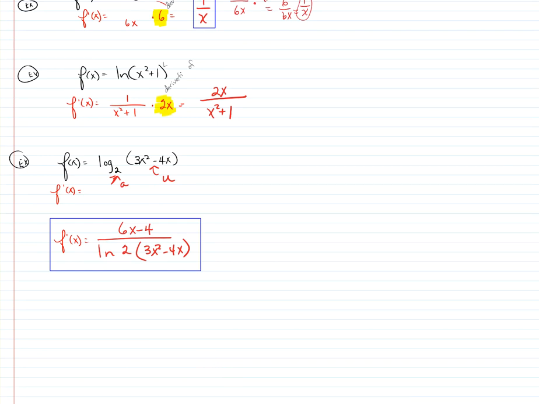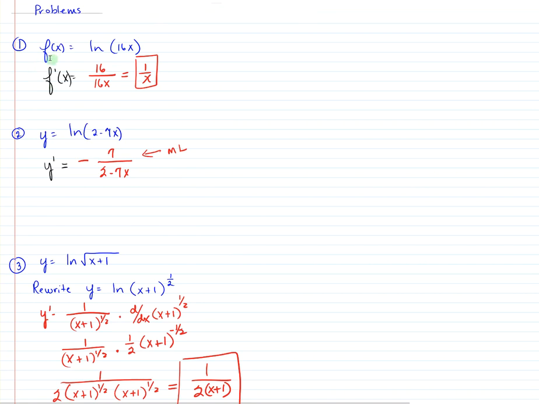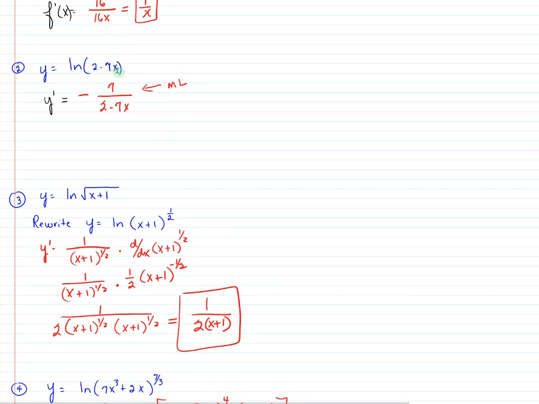Let's go look at our problems. I think we only have 5. Number 1, f of x is ln of 16x. Remember, it's the derivative of this, so 16 over 16x, which simplifies to 1 over x. Number 2, ln of 2 minus 7x. What is the derivative of this? It's negative 7 over 2 minus 7x. They really want the negative out front, so I think MyMathLab will like this answer. You could get away with having the negative up on top as well, but just think about that.